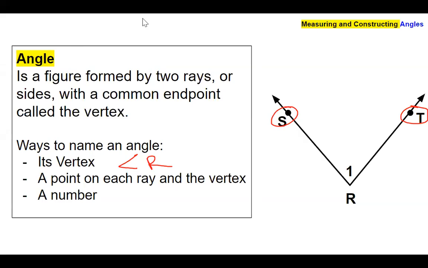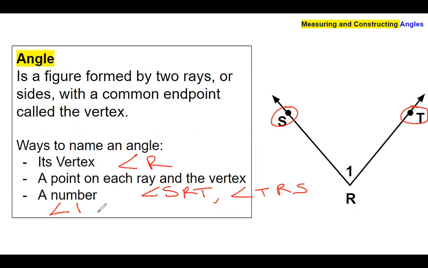Therefore, we name it by its point on the ray. So we're going to start with S. So angle S. Vertex always goes next. So it's R. And then the other point on the other ray that we have here. So T. Now, Ms. Vasquez, can we go the other direction? Yes, we can. We can label it the other way. So T, R, S. Angle TRS. And if it's labeled with a number, you can label it by using its number. In this case, it's angle 1.